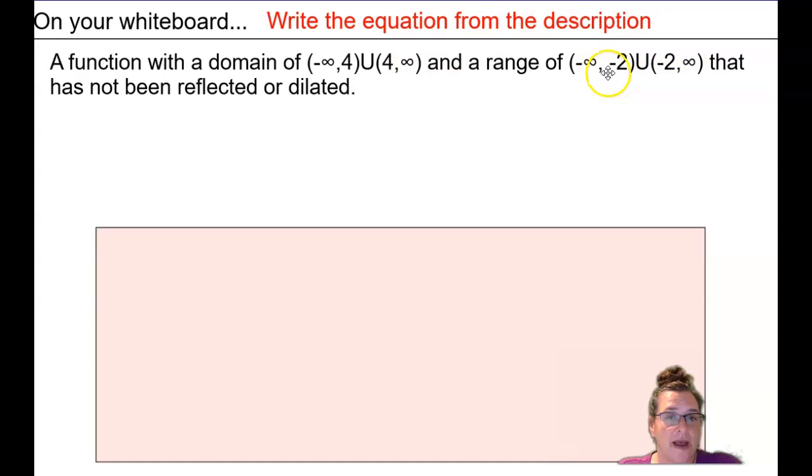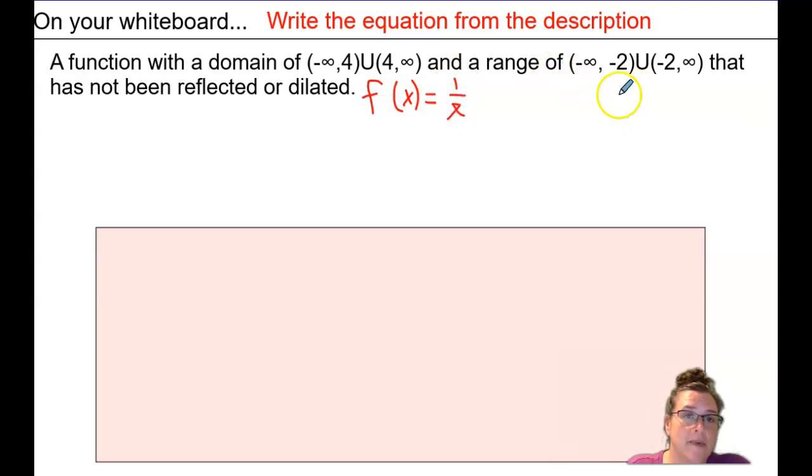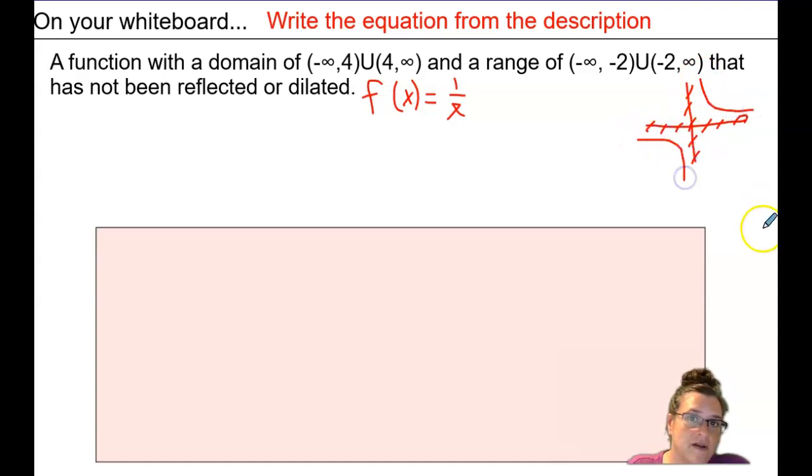The only parent graph that we have that has those union of half-bounded intervals for domain and range is the rational function's parent graph. And if you recall, the rational function is f of x is equal to 1 over x. And that produces a hyperbola that has a vertical asymptote along the y-axis, a horizontal asymptote along the x-axis, and then the hyperbola curves just like this along those asymptotes, passing through -1, -1, and +1, +1.